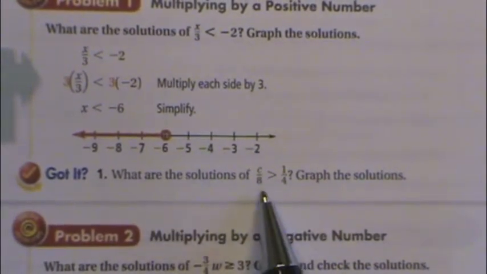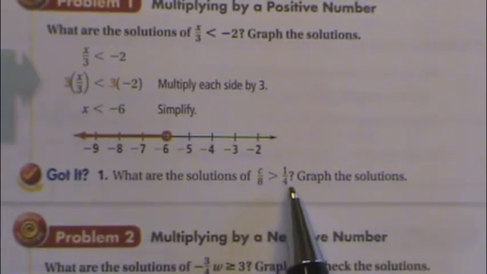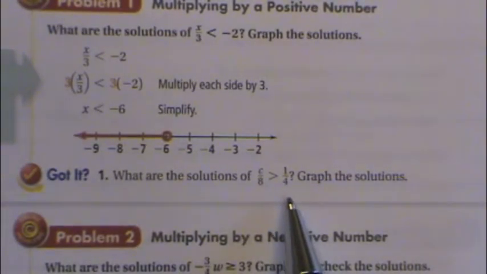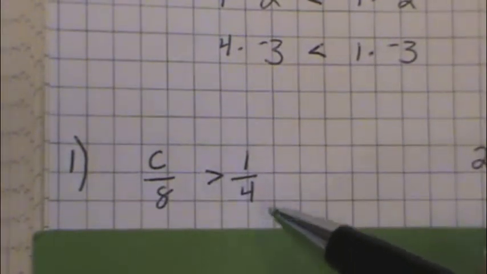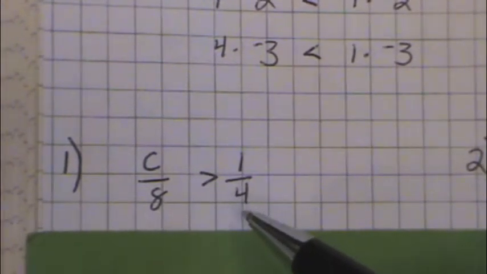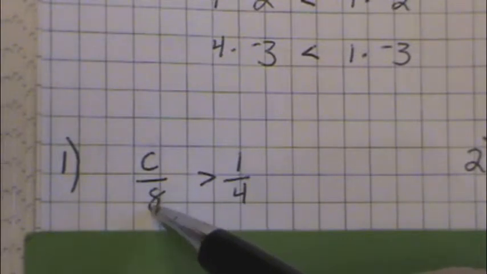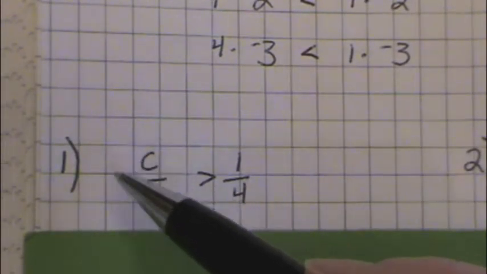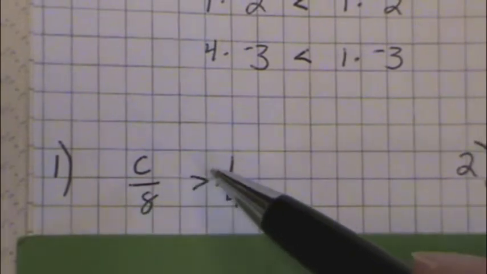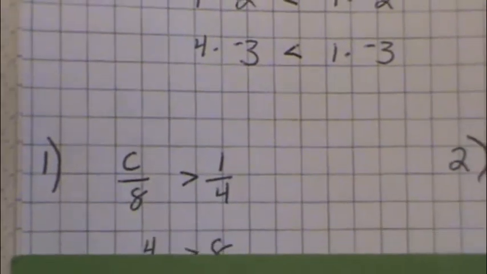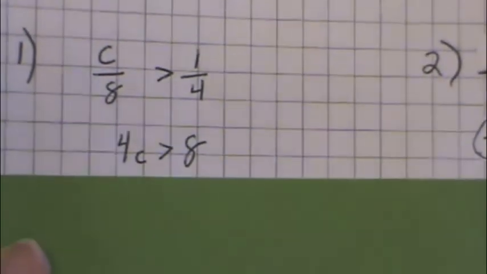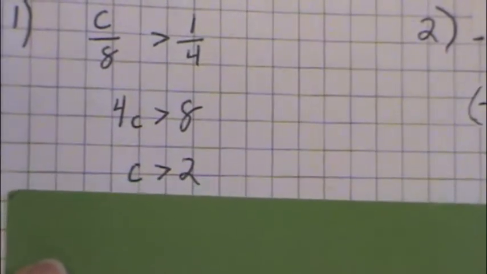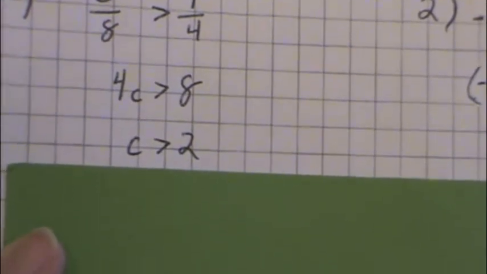What are the solutions of c over 8 is greater than 1/4? Write it out. Let's go over it together. So, problem 1. c over 8 greater than 1/4. I probably should have written out one more step than I did, but basically you're going to clear these fractions. So you're going to multiply each side by 8, you're going to multiply each side by 4, and what you're going to end up with is 4 times c is greater than 8. Divide by 4, it's positive, so you don't have to worry about changing the greater than. You end up with c is greater than 2.